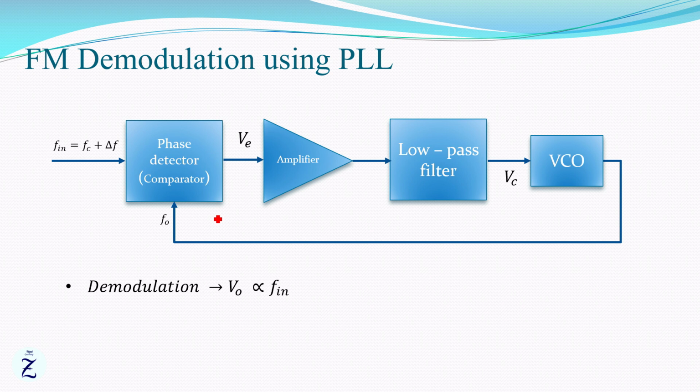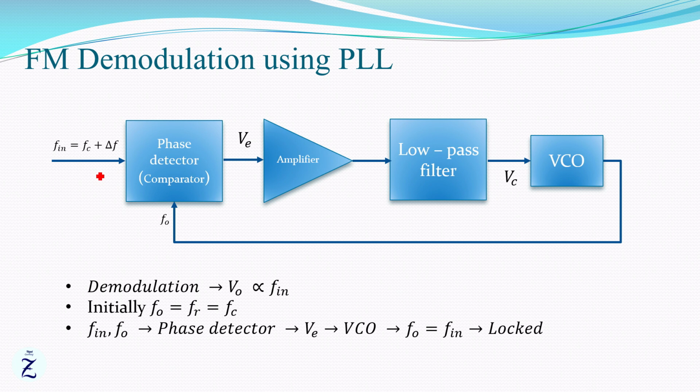Suppose initially the PLL is in the free-running stage, that is, the frequency of the VCO output is the same as the carrier frequency. When a signal arrives at the input having a frequency Fin, that is the modulated signal, the phase detector will produce an error voltage and this voltage will be fed back to the VCO, and it will produce a signal having a frequency exactly equal to the incoming signal. That is the FM signal. At this point, the circuit is said to be locked.